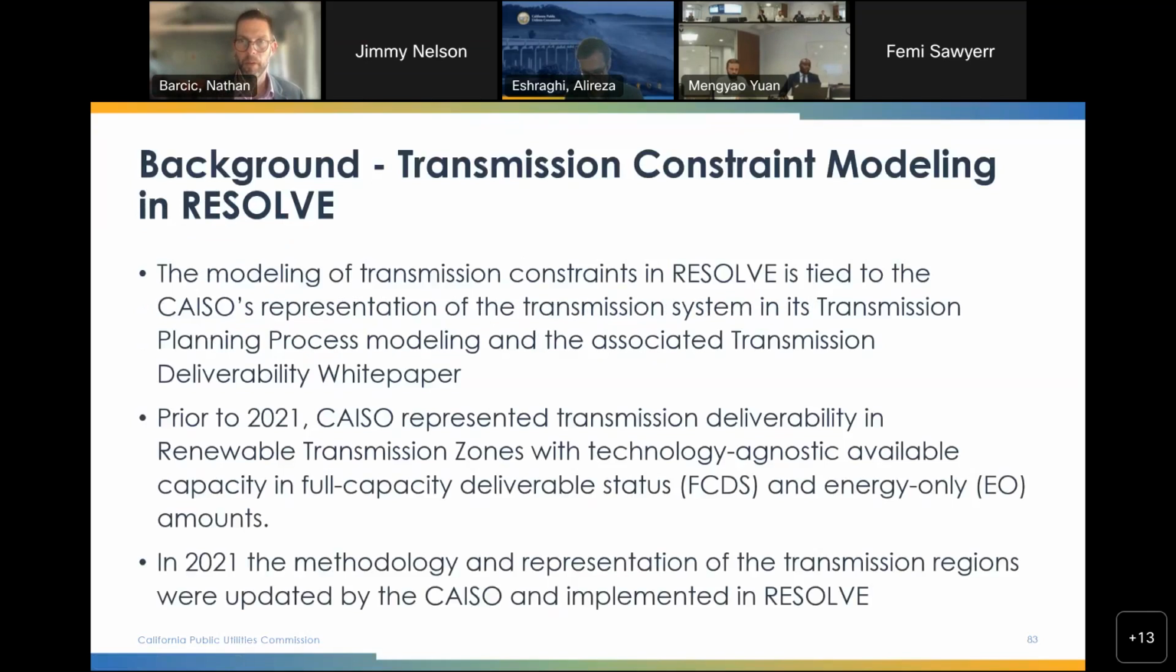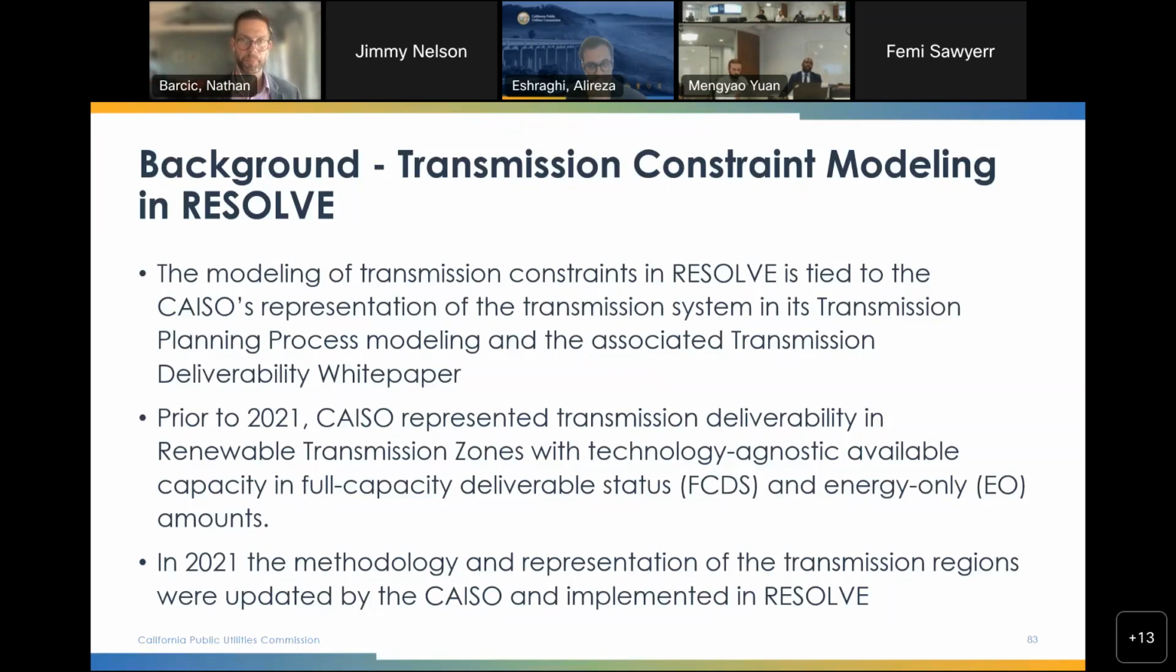Okay, so like I mentioned when I was talking about the resource potential work, Resolve is a zonal model, and we've generally modeled transmission in that nature. In the past, we used what was called the CREZs, or the renewable energy transmission zones, and this was tied directly to CAISO's representation of the transmission system in its TPP modeling, and the associated transmission deliverability white paper.